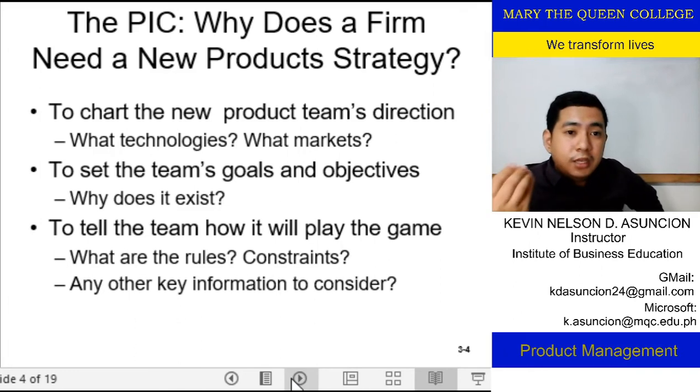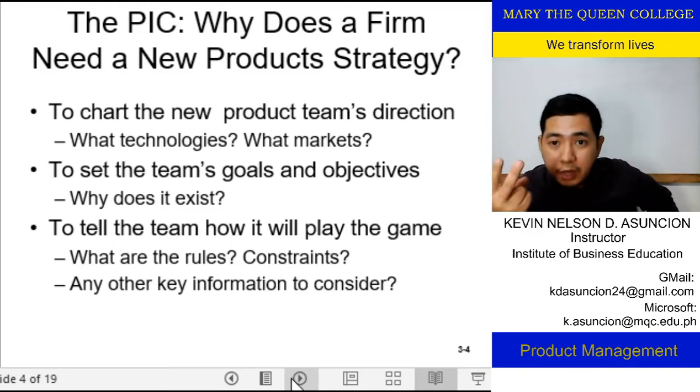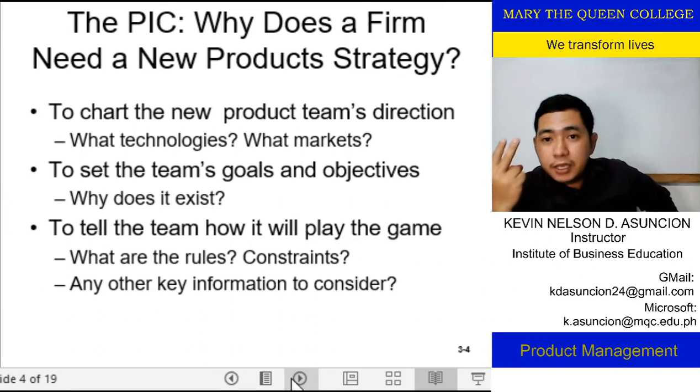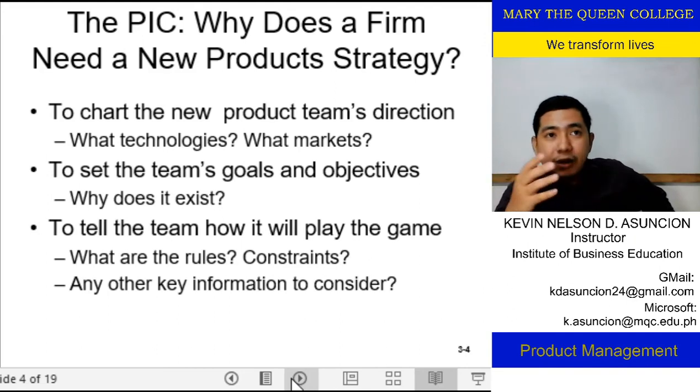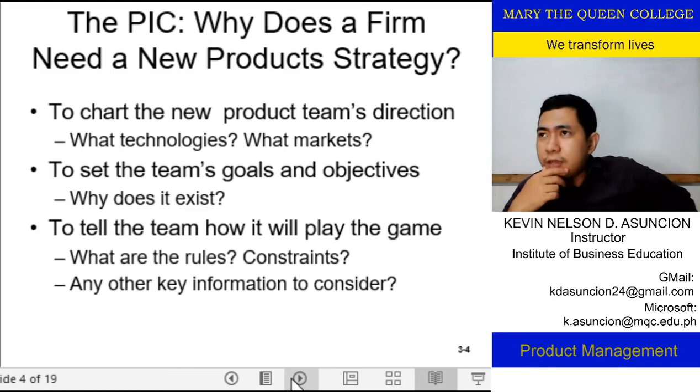So it charts the new product team's direction. You need to ask, do you have that technology? And what markets are you dealing with? So you are asking two essential questions there. Let me begin with the first: what markets? You need to identify what the market needs and who are the people you are targeting. What do they need? That develops an opportunity. And the second one is, what technologies do you have?